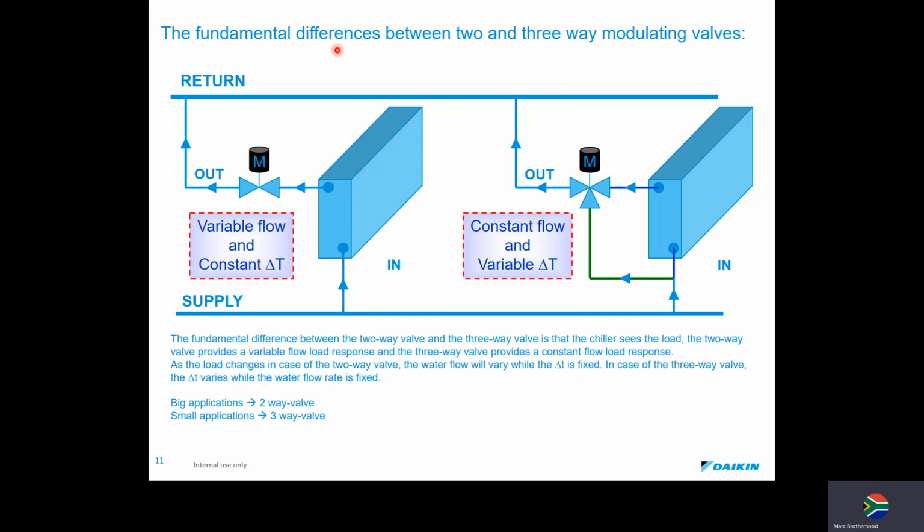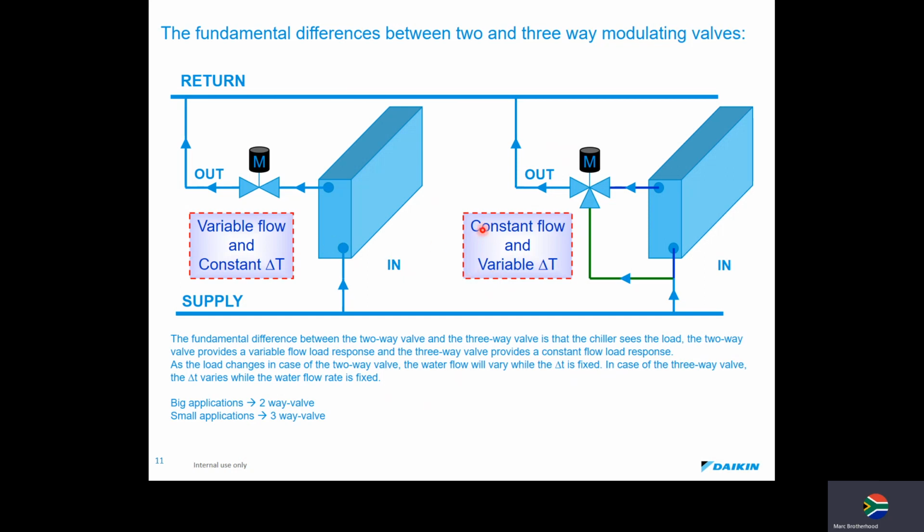So if we have a look at this example, the fundamental differences between two and three-way modulating valves. Here's a two-way valve, here's a three-way valve. The fundamental difference between the two-way valve and the three-way valve is that the chiller sees the load. The two-way valve provides a variable flow, load response, and a three-way valve provides constant flow. So the three-way valve provides constant flow with a varying temperature, whereas a two-way valve provides variable flow with a constant temperature. So these two are different.